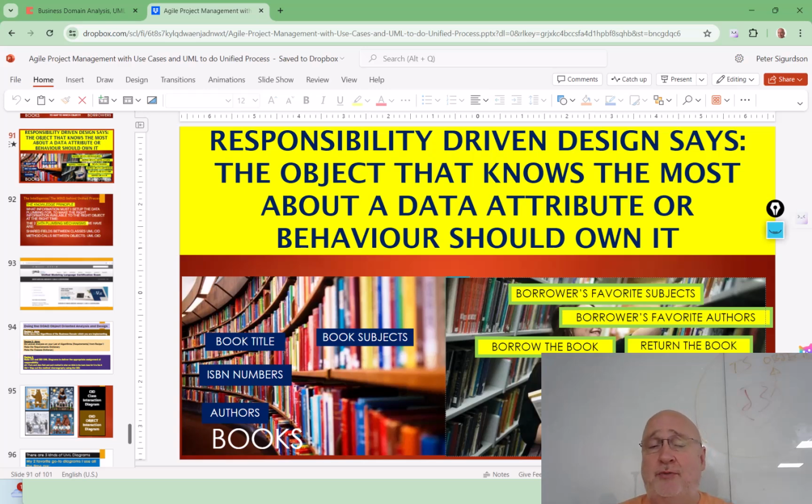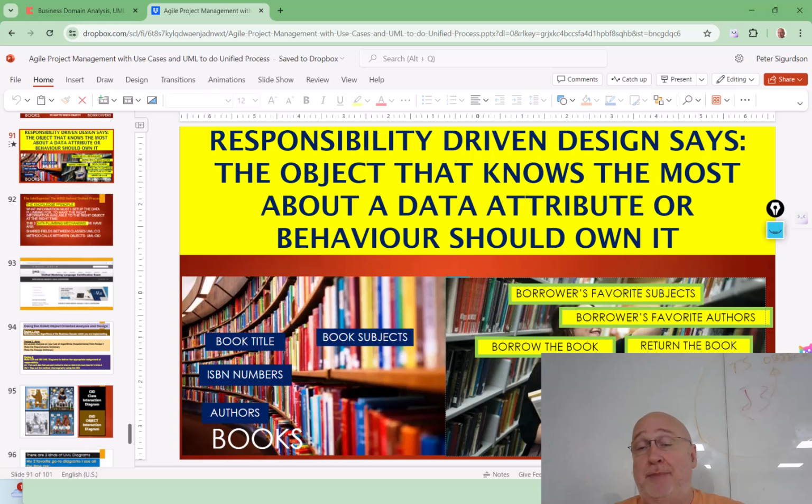So that says, for example, here's an example to help you understand the concept of responsibility-driven design. Would it make sense for a book to be in charge of knowing about all the possible borrowers who might ever want to borrow that book? No, because how would the book know that?